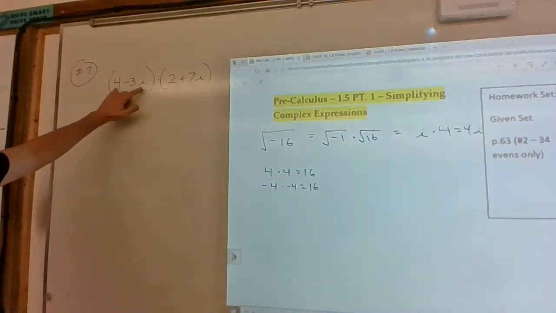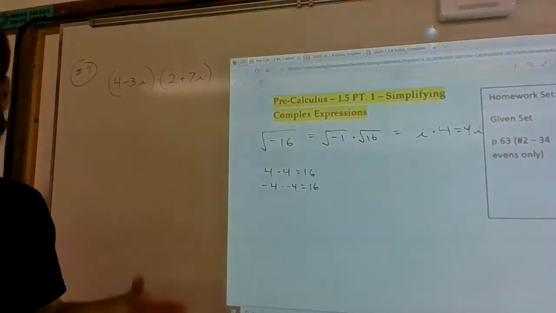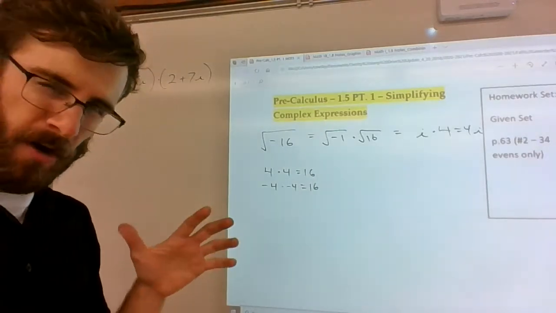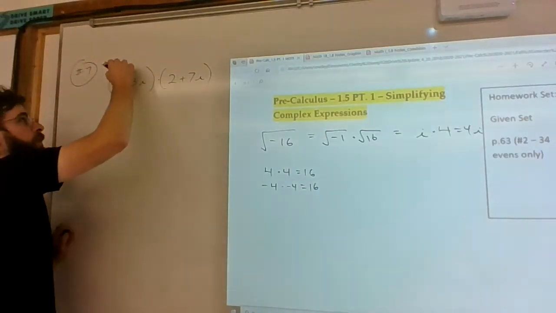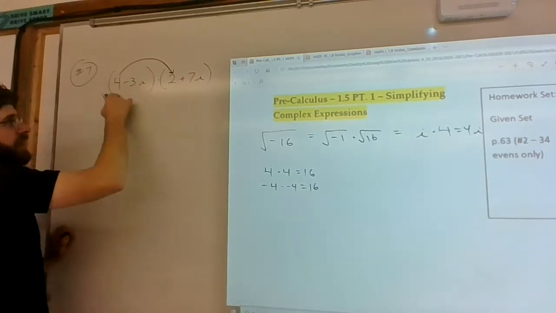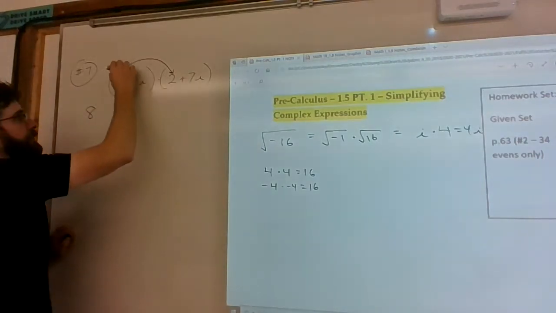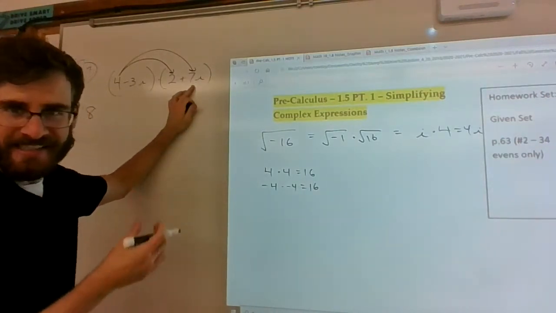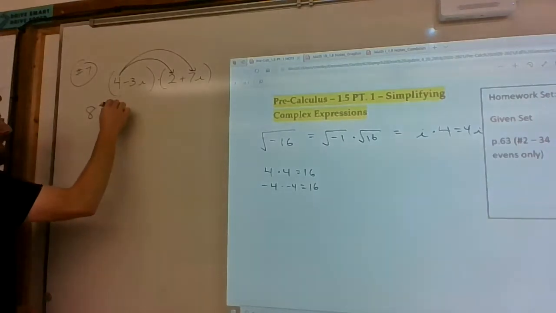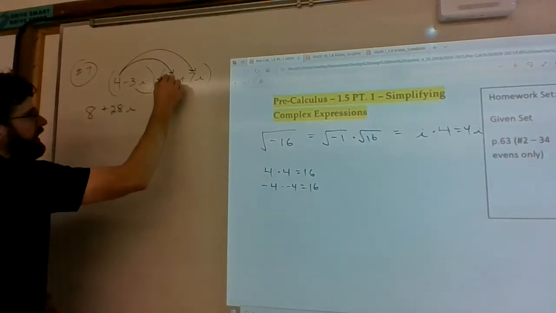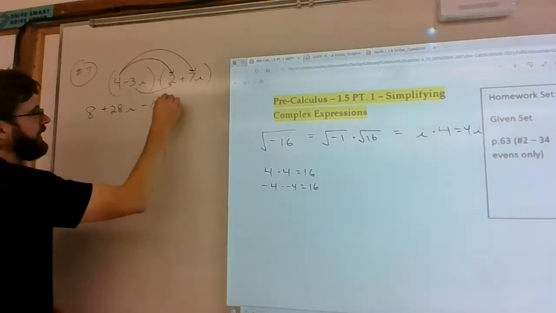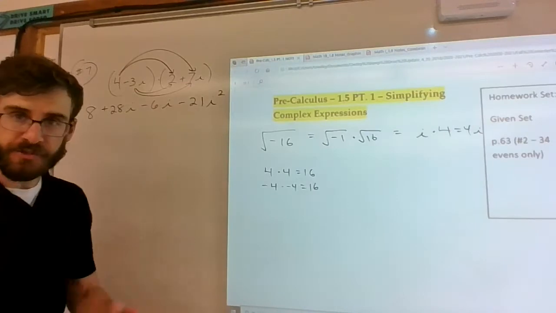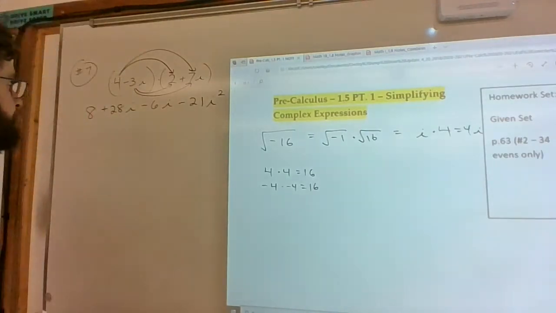Well, I'm multiplying a binomial times a binomial. Even though technically they're not polynomials, I'm just going to call them binomials. They work the same way. You can take 4 times 2 to get 8. 4 times 7i, I can just take the 4 times the 7, and then the i gets tacked on at the end, so plus 28i. Negative 3i times 2 is negative 6i, and then negative 21i squared, because you've got two i's being multiplied together.